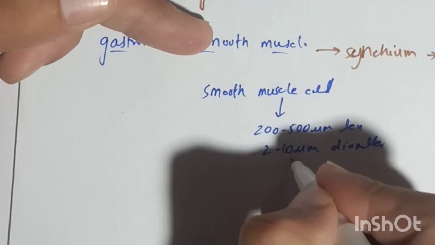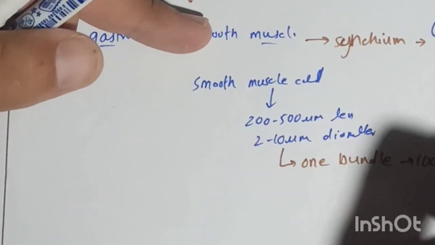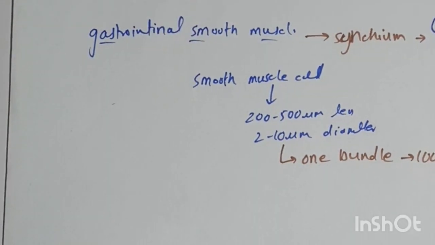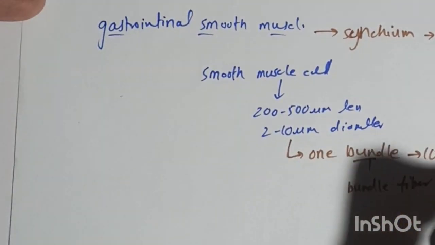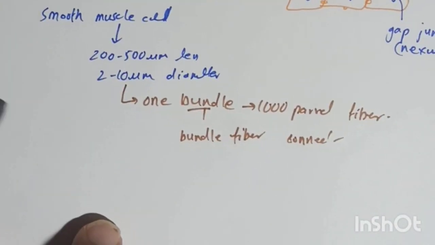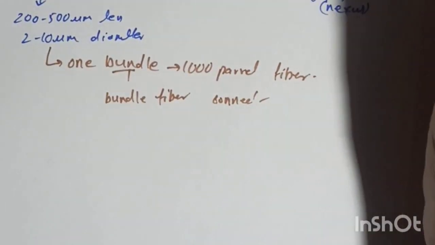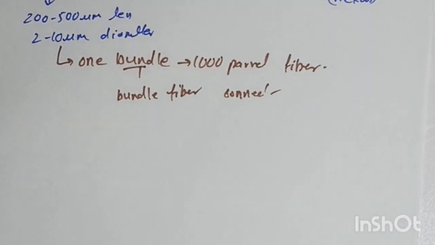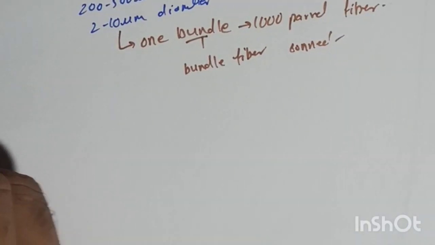Smooth muscle cells are 200 to 500 micrometers in length and 2 to 10 micrometers in diameter. One bundle is composed of 10,000 fibers, and the fibers in a bundle are connected with each other by gap junctions.